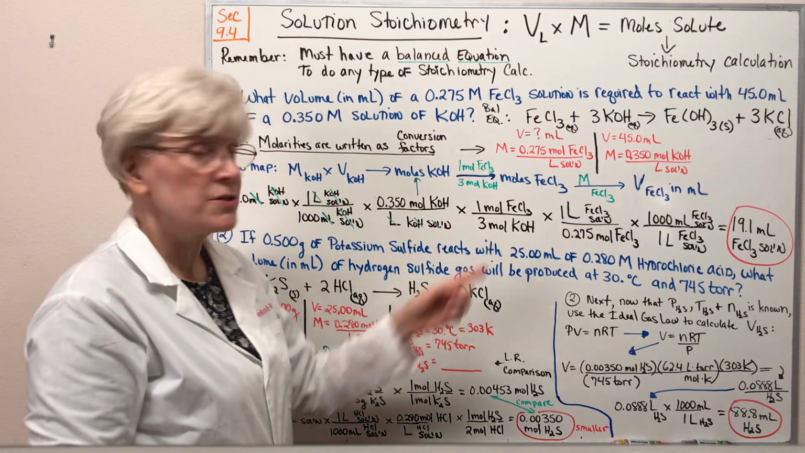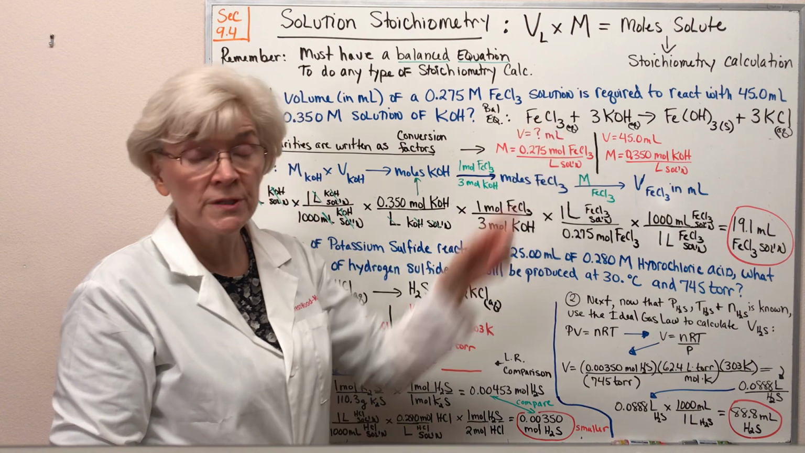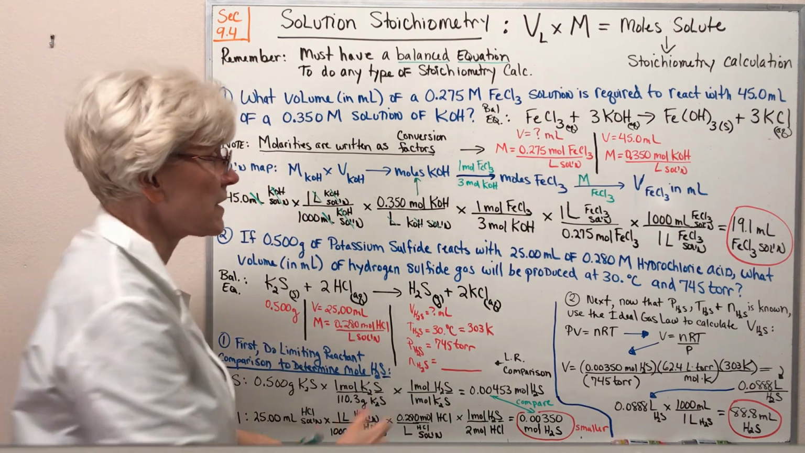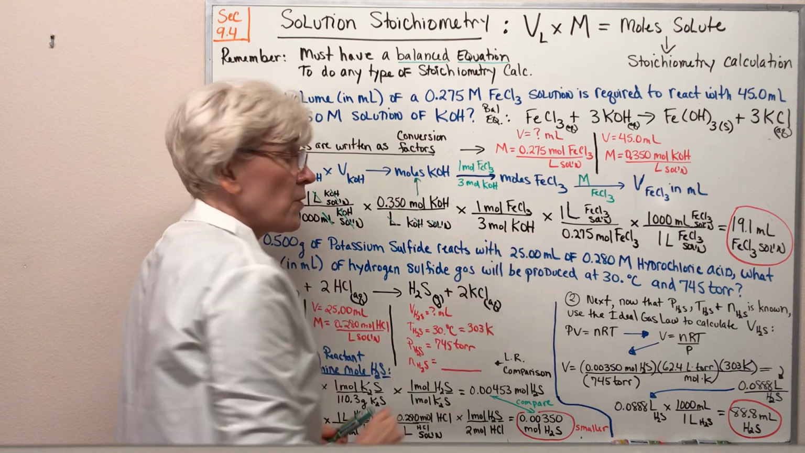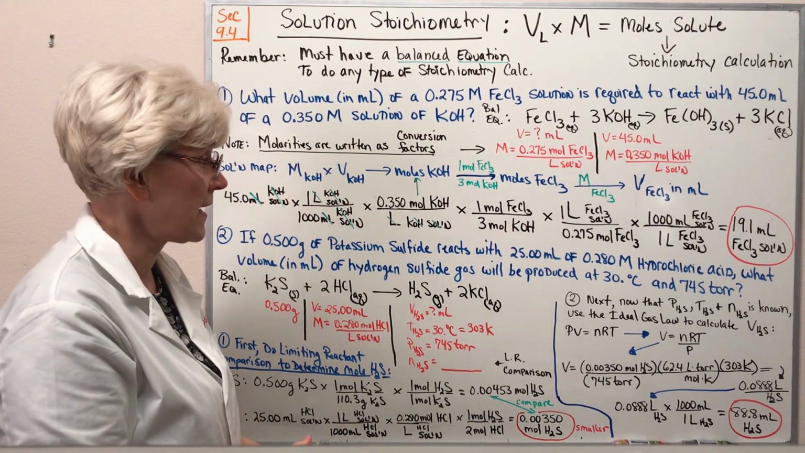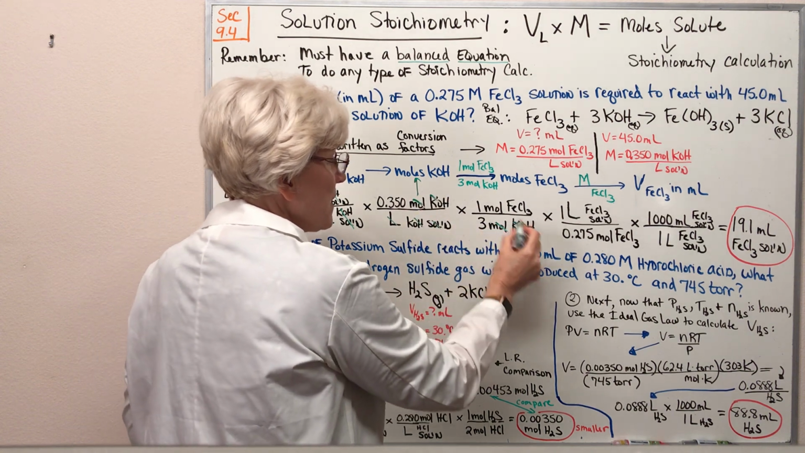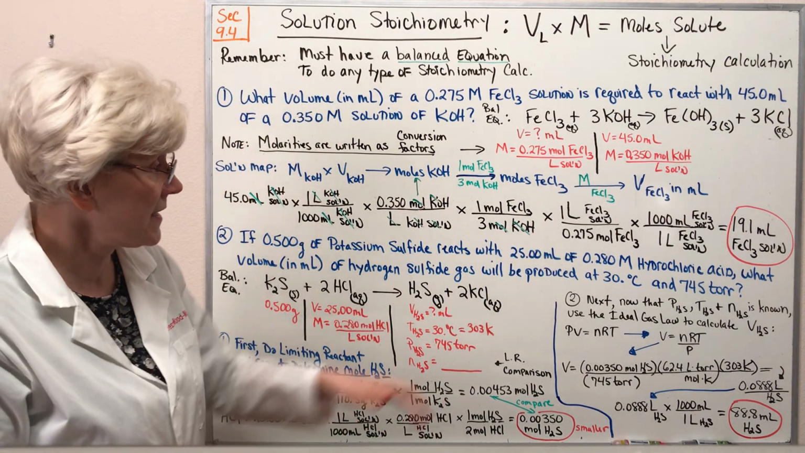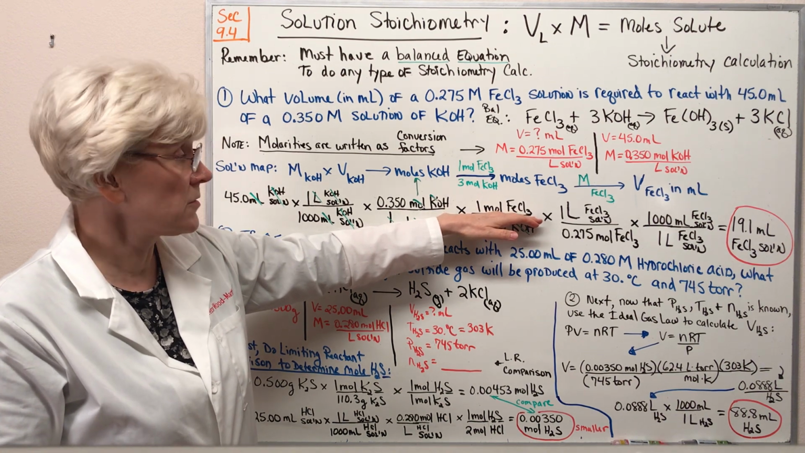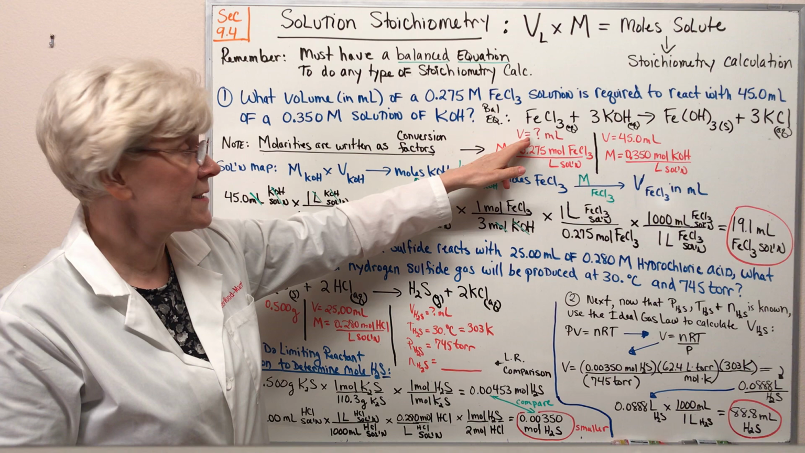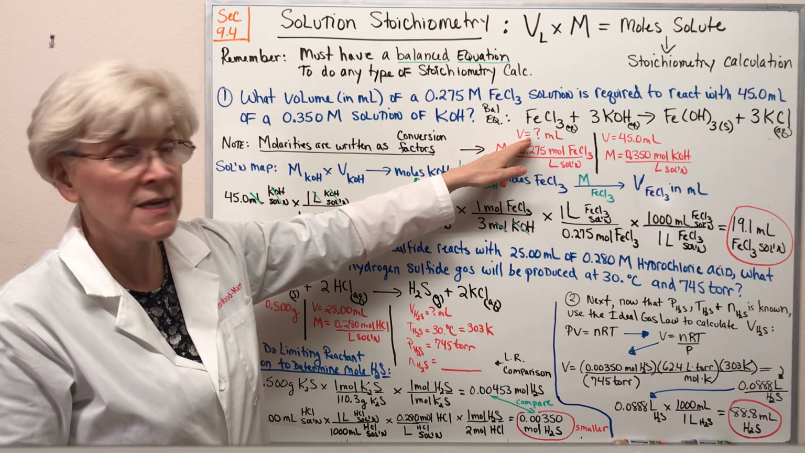I'm now ready to do the stoichiometry. I'm ready to take the mole-to-mole relationship from the balanced equation: 1 mole of iron(III) chloride reacts with 3 moles of potassium hydroxide. So multiplying by this mole-to-mole relationship, the moles of potassium hydroxide cancel, and I am left with moles of iron(III) chloride. I'm trying to calculate volume of iron(III) chloride solution needed.